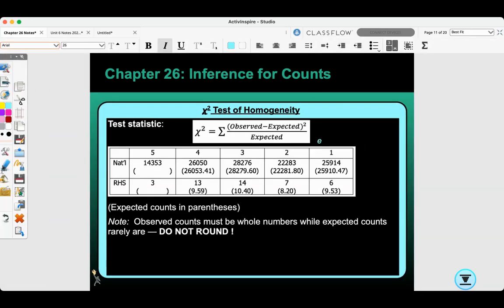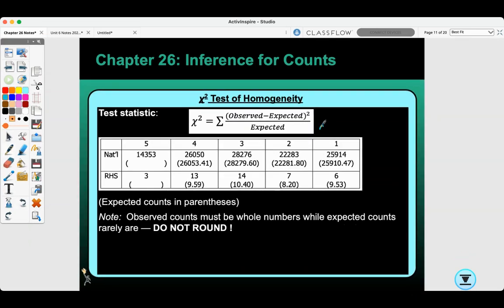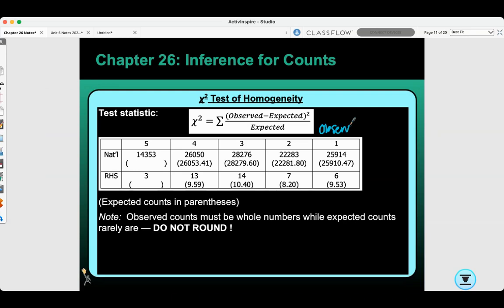So observed, and then expected is in parentheses. So you need to have your totals. So here for totals, you would take 14,353 and add 3 to that, and our total would be 14,356. And then 26,050 plus 13 is 26,063.